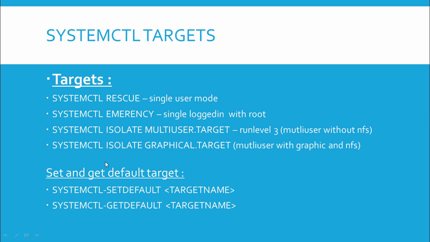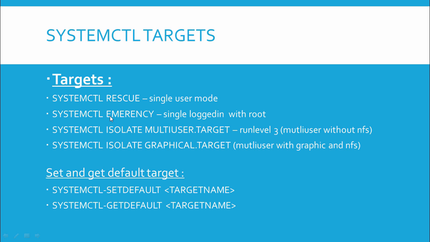So you will not have any particular facility to share the data in the network. Systemctl isolate graphical.target is our graphical mode, which is multi-user with graphics and NFS. Now we can even see the current target by using the get-default command. But if you directly run systemctl rescue, it will switch to rescue mode, but only for a temporary purpose, meaning one time.